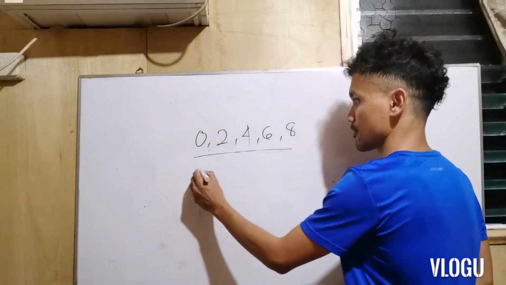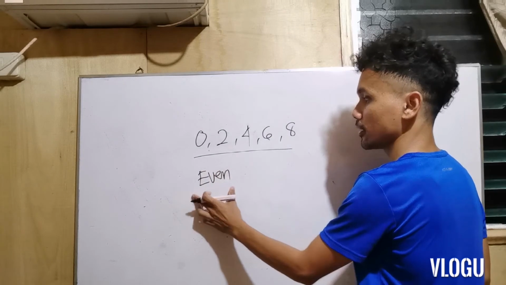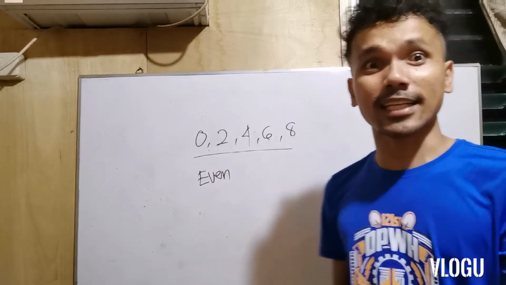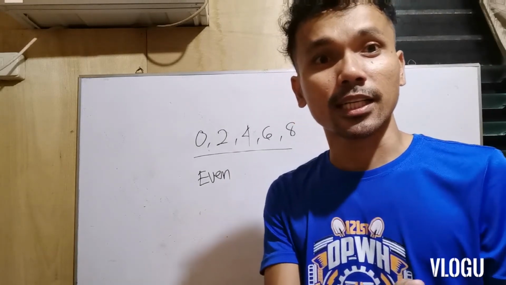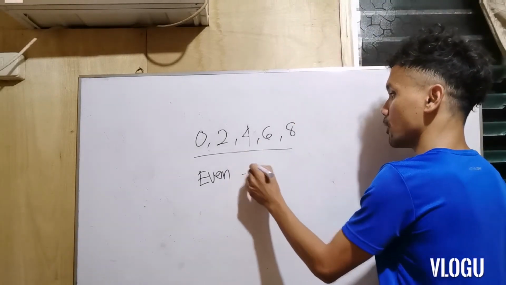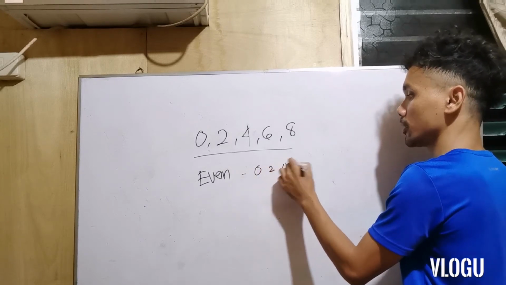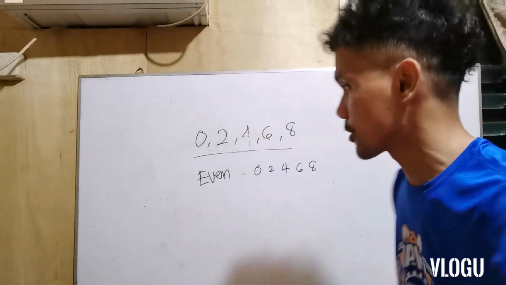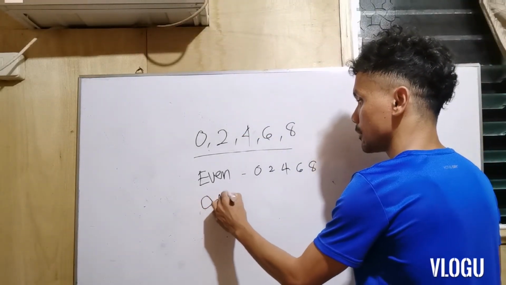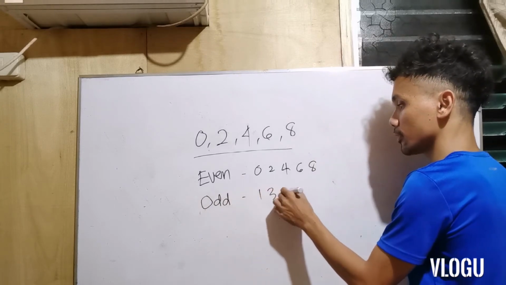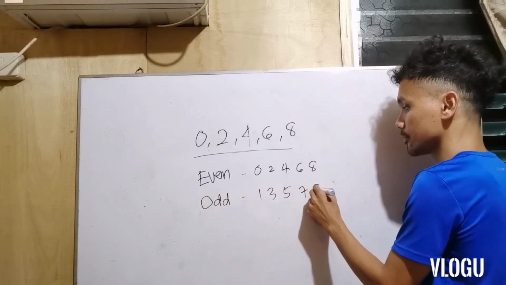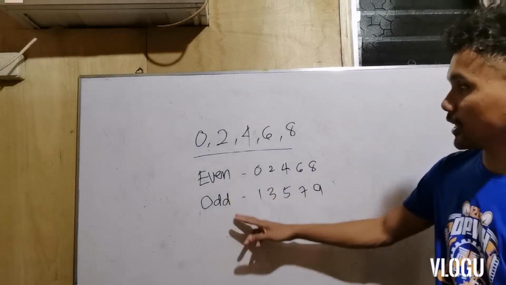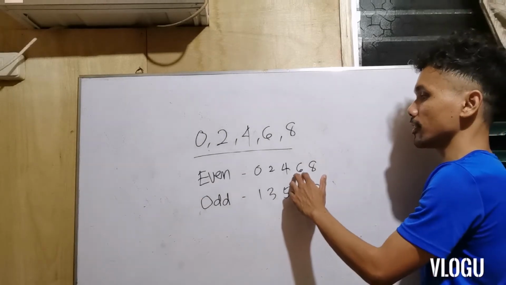Now, ano yung even numbers? Even numbers are numbers na pares. It's a pair. So numbers like the ones in the upper side: 2, 4, 6, and 8. The counterpart of these are the odd numbers. We have the odd numbers right here: 1, 3, 5, 7, and 9. Okay? So you have the even and the odd numbers. Now our concern right here is the even numbers.